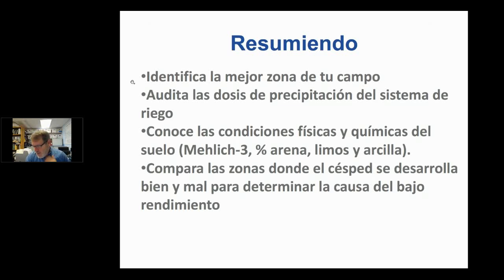So in the end, the most important thing you need to do is identify the best performing locations on the course. That's one thing that's really important, and you can audit the irrigation rates that are going on from the system, and then characterize the chemical and physical conditions using Mehlich 3. That's a fine way to do it, and compare those to the poor performing areas, and help you identify what is going wrong is really the way to go.